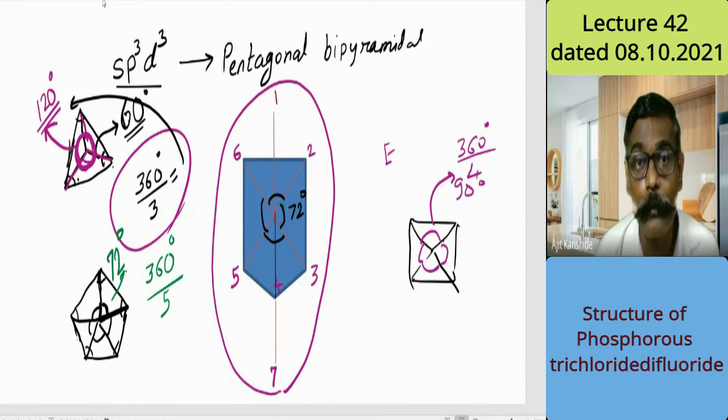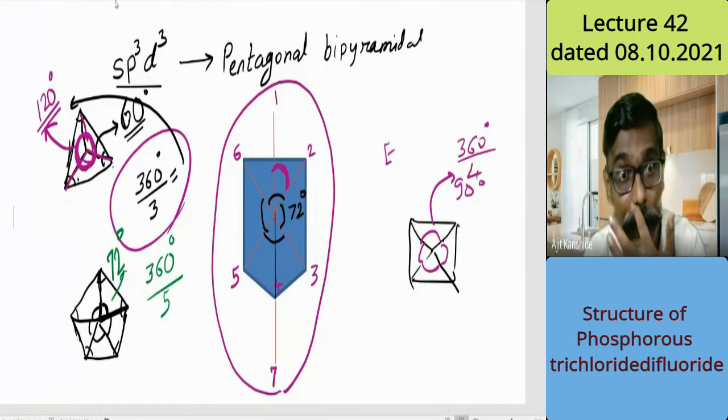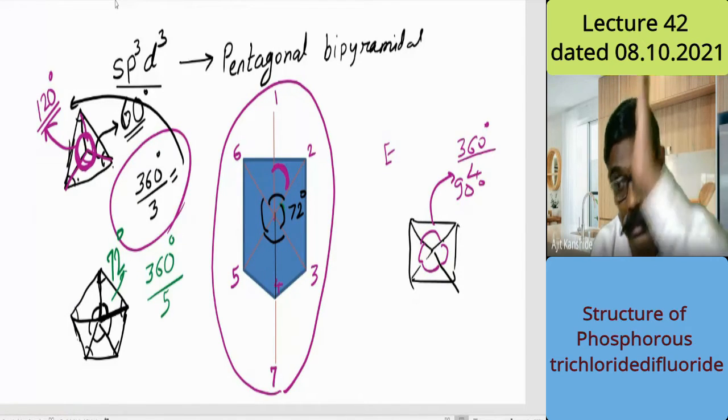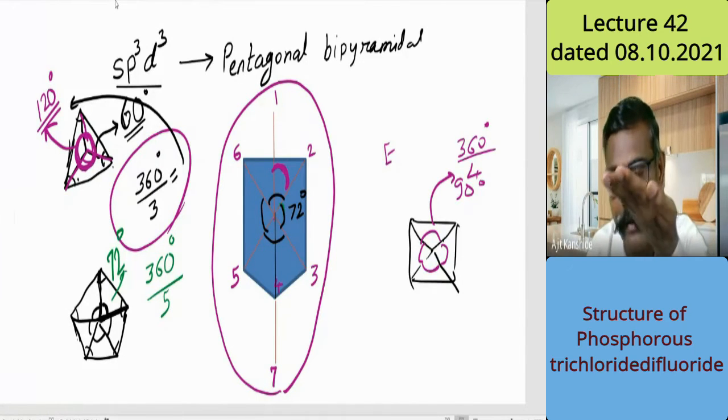But if you consider position number 1 and position number 2, what's the separation? This one, position number 1 and position number 2. What's the angle? Position number 1 is upside, as it was in trigonal bipyramidal. In the same way, in octahedral also, one point was up and the remaining was the square plane. In trigonal bipyramidal, the triangle was a plane.